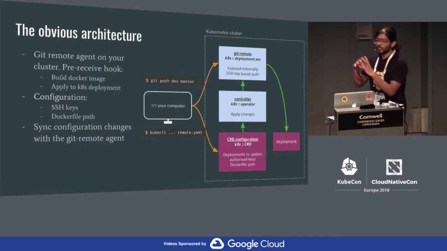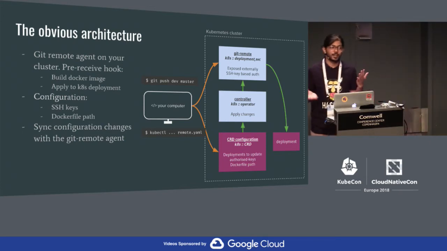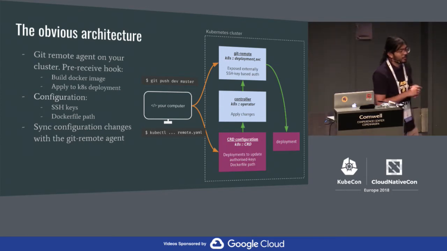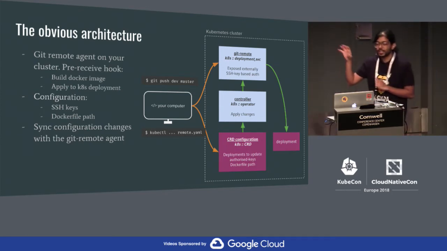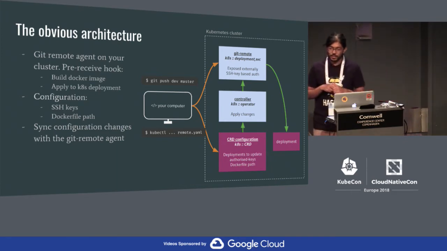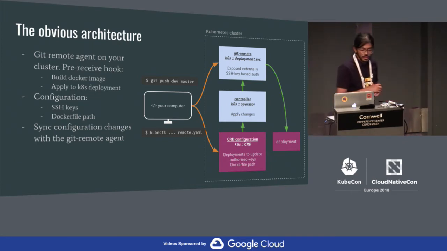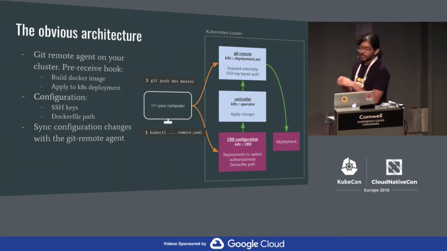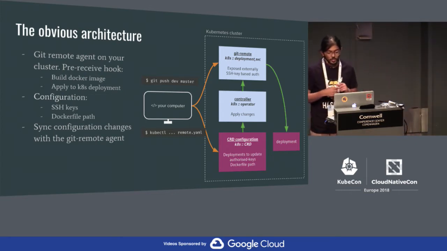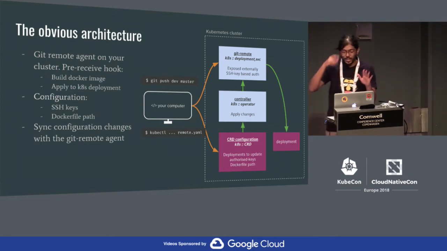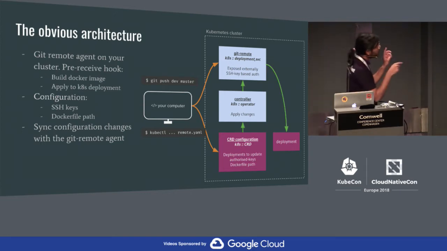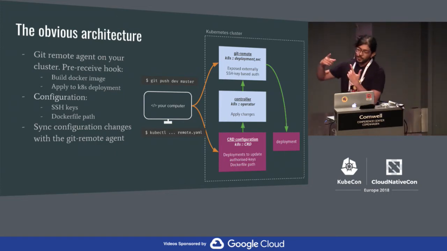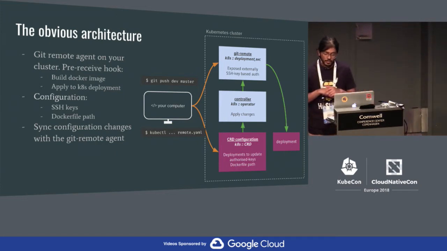And once you have a configuration file, you obviously need something that will apply the configuration to the agent, right? If you're not consuming something as a config map, then the best way to do it is to use a custom resource and to use an operator or a controller that syncs those changes with the Git remote agent, right? So that's what the architecture looks like at a high level. You have your computer, you do a git push, it goes to the Git remote, which does a Docker build, and then patches the deployment, right?